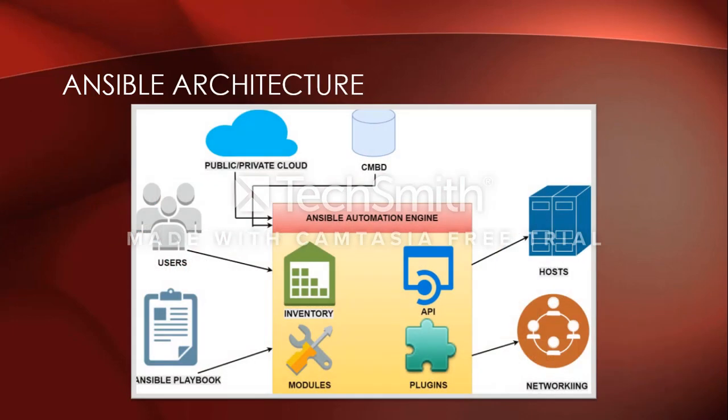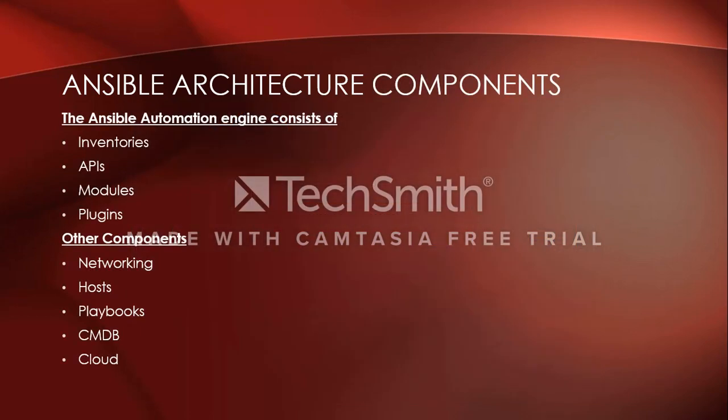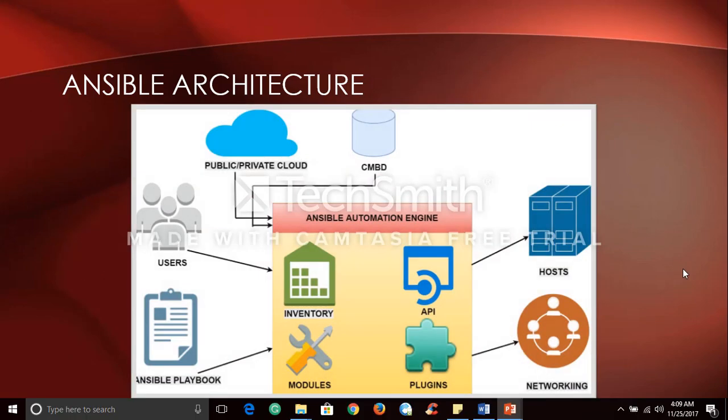This is the Ansible architecture, and I will be explaining all the components in the next slide. The Ansible architecture components include the automation engine, which includes inventories, APIs, modules, and plugins. Other components include networking, hosts, playbooks, CMDB, and cloud. Ansible inventories are a list of hosts, along with their IP addresses, servers, and databases, that need to be managed. Ansible takes action via transport, that is SSH for Unix and Linux.